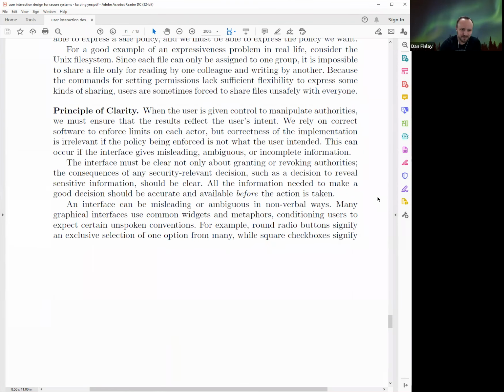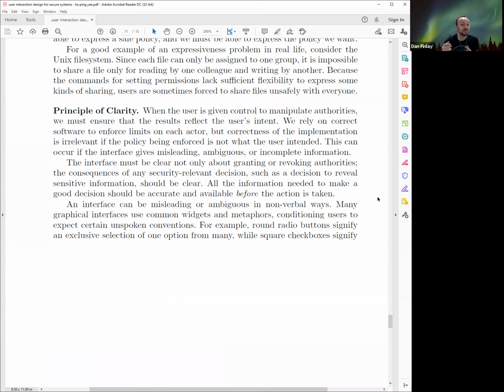The principle of clarity. When the user is given control to manipulate authorities, we must ensure that the results reflect the user's intent. We rely on correct software to enforce limits on each actor, but correctness of the implementation is irrelevant if the policy being enforced is not what the user intended. This can occur if the interface gives misleading, ambiguous, or incomplete information. The interface must be clear, not only about granting or revoking authorities. The consequences of any security relevant decision, such as a decision to reveal sensitive information, should be clear. All the information needed to make a good decision should be accurate and available before the action is taken.